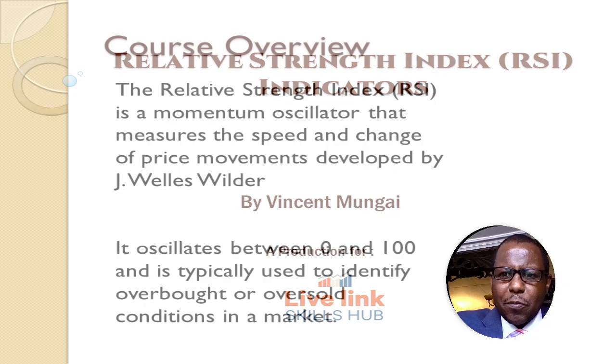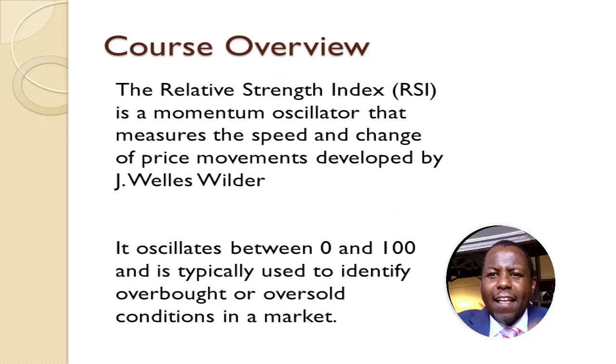We begin by first of all exploring a thing here. The relative strength index, RSI, is a momentum oscillator. Please underline that. Momentum oscillator that measures the speed and change of price movements, developed by J. Wallace Wilder. So this man, Wallace Wilder, he noticed a way of calculating. He noticed something to deal with the momentum, and he was able to develop this particular indicator. It oscillates between 0 and 100 and is typically used to identify overbought and oversold conditions in a market.